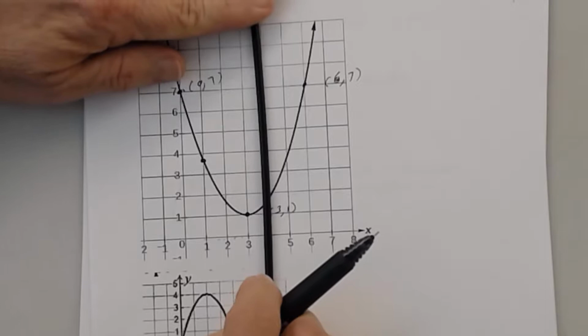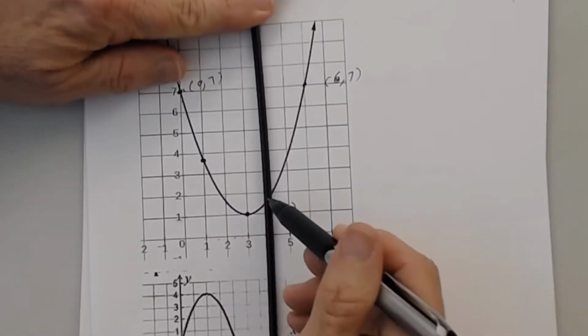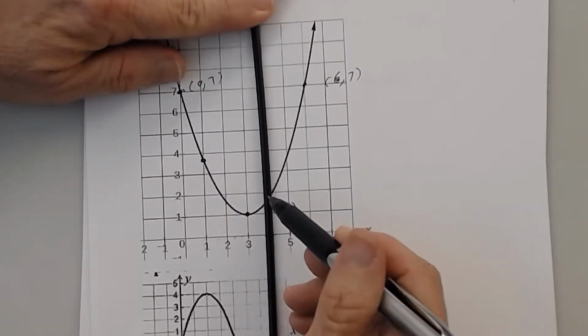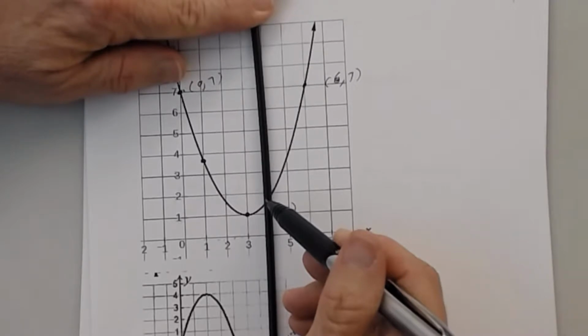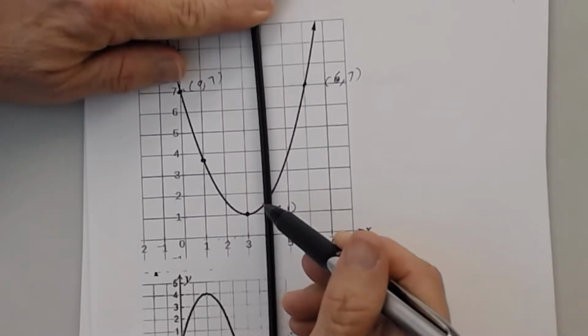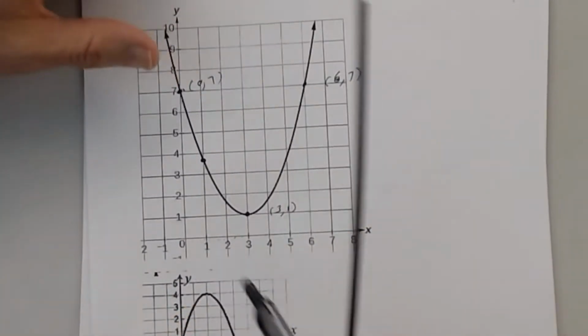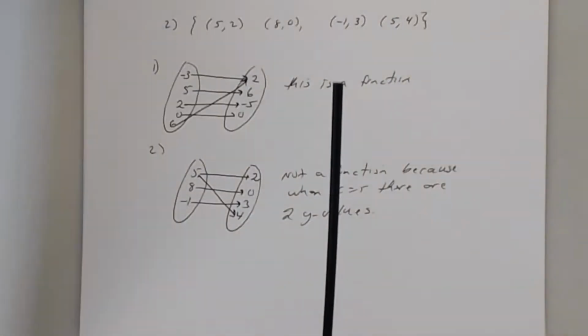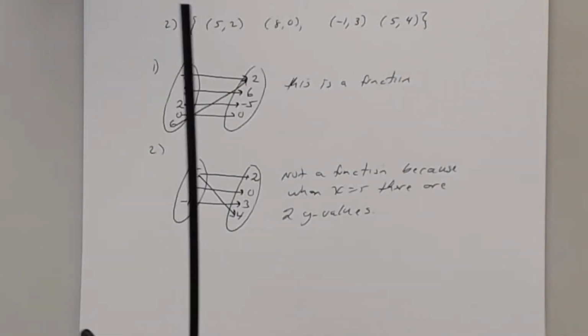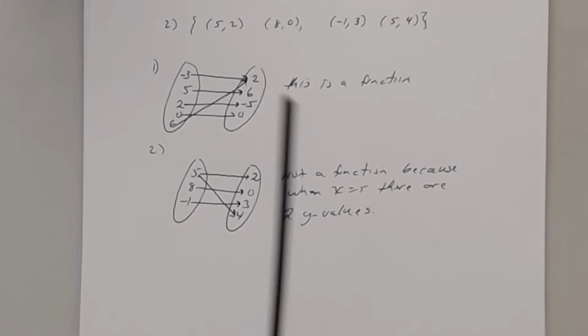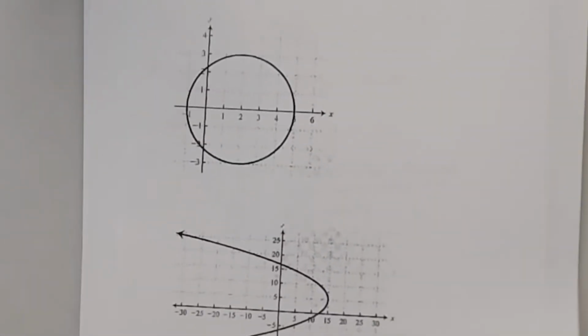Over here, for this x value, whatever I'm covering, here's the point that's on the graph. How many y values are there? Just 1. Okay? Compare that with this one. I want you to go to page 3 and look at the circle.